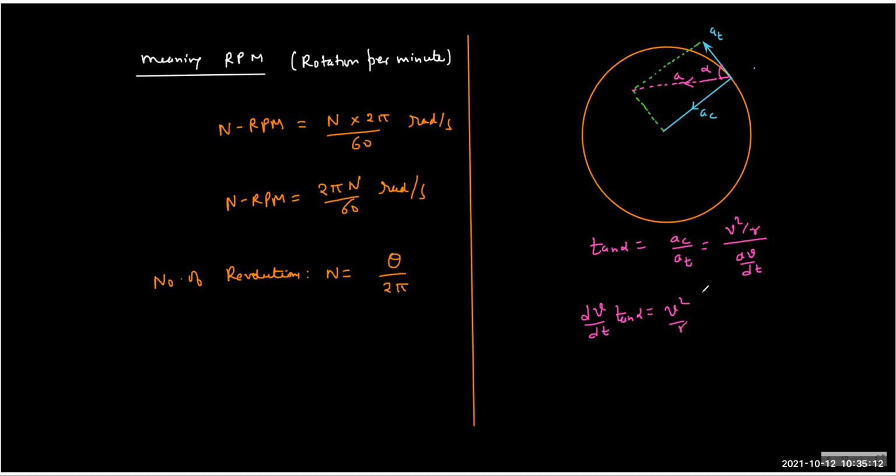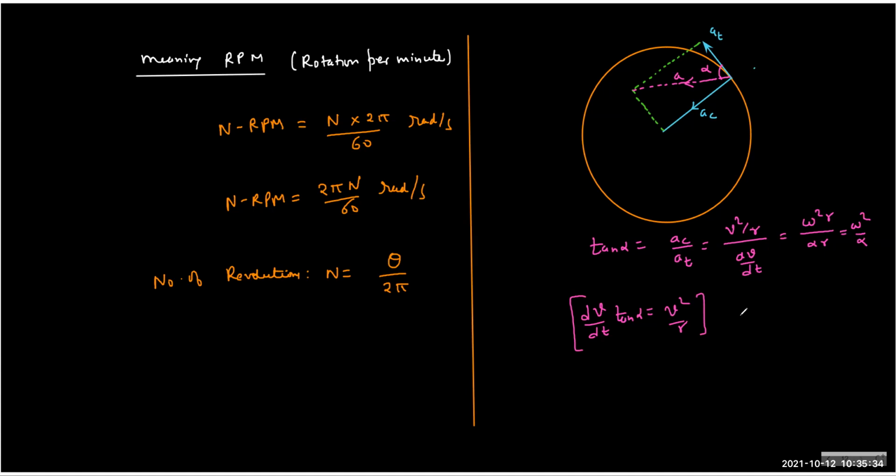So dV by dt tan alpha equals V square by R. Now every relation we can convert into an angular relation. So we can also write omega square R. But when you use omega for AC, make sure you use alpha R for AT. So this also becomes omega square by alpha. So this is the very typical relation.